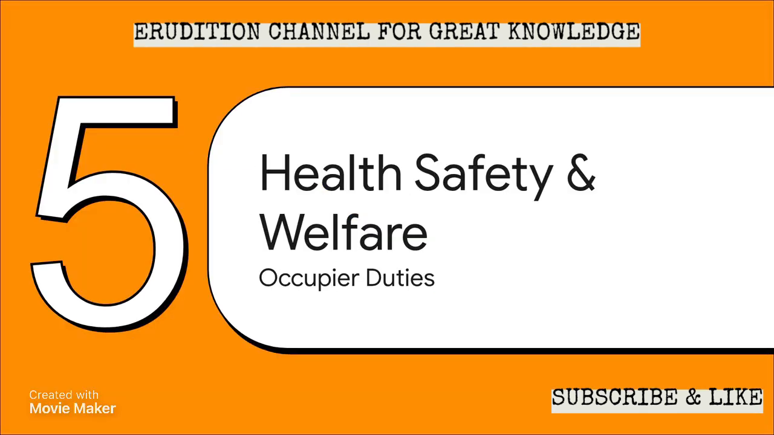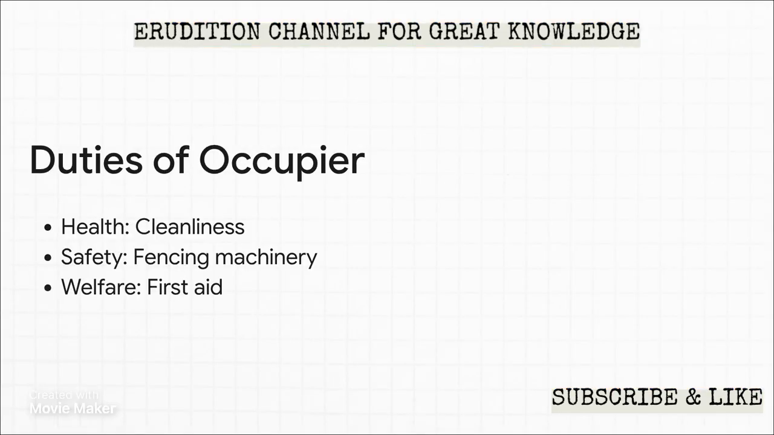Section 5 brings us to health, safety, and welfare. The occupier has massive responsibilities here, and it's easiest to memorize them in 3 buckets. First, health. Keeping things clean, managing dust and fumes, and providing proper ventilation and separate latrines. Then, safety. This is huge.